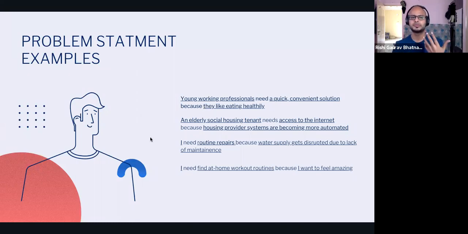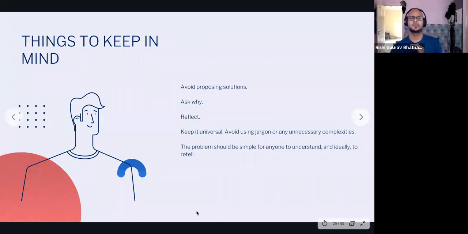Another example of a good problem statement would be: an elderly social housing tenant needs access to the internet because housing provider systems are becoming more automated. And the last one could be, for instance for me: I need to find an at-home workout routine because I want to feel amazing. These are some examples of how a problem statement looks. I'll quickly walk you through the things that we keep in mind, and then I'll take you through the thirsty crow story.